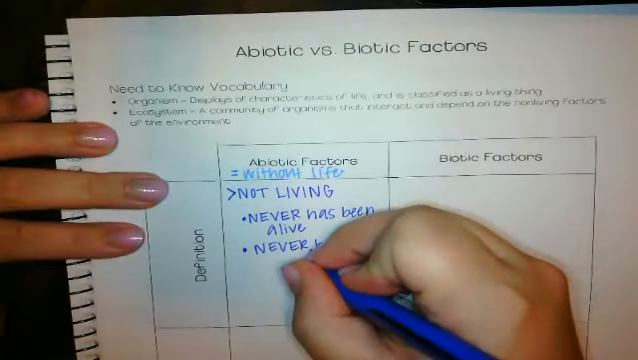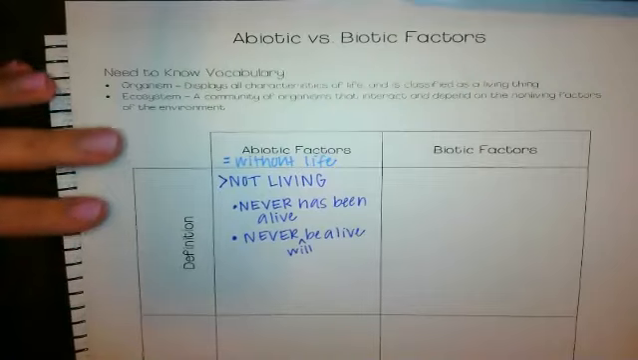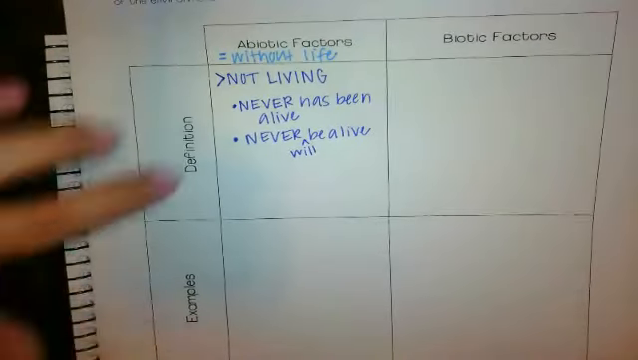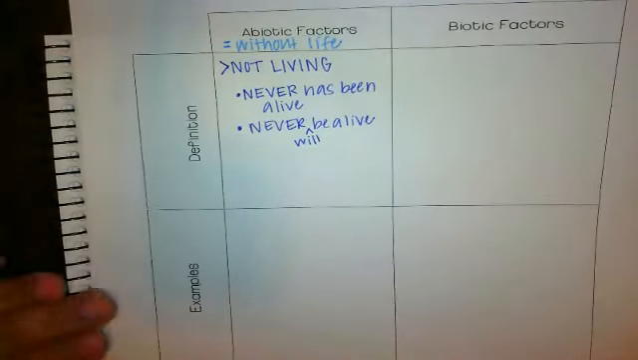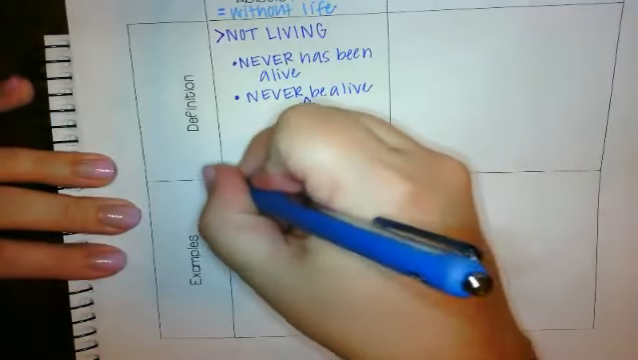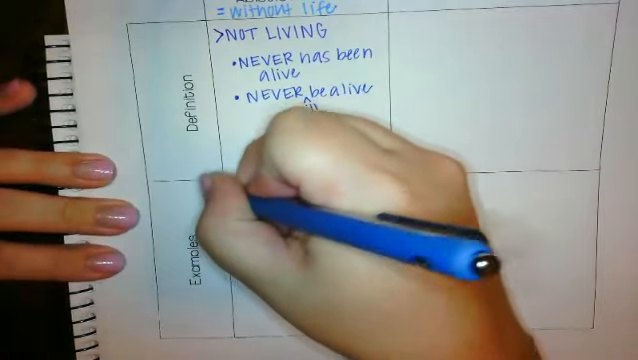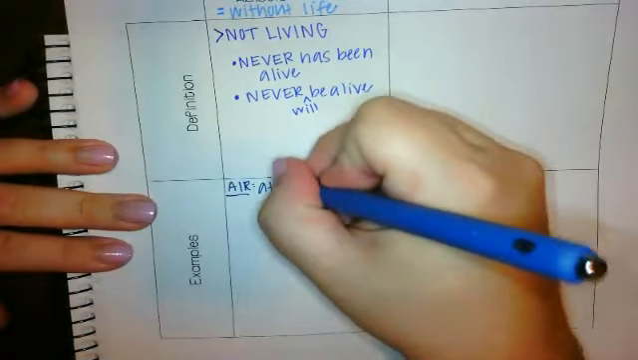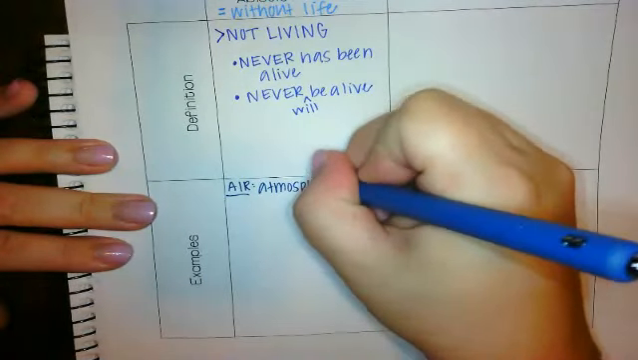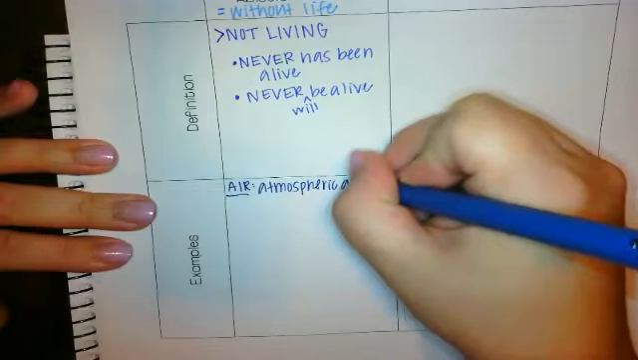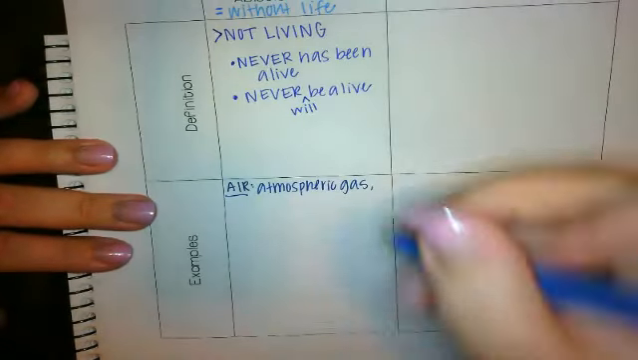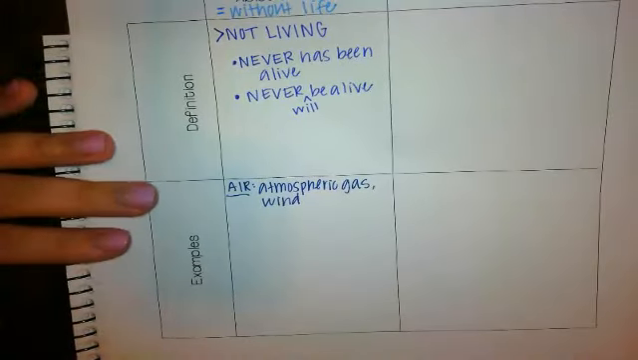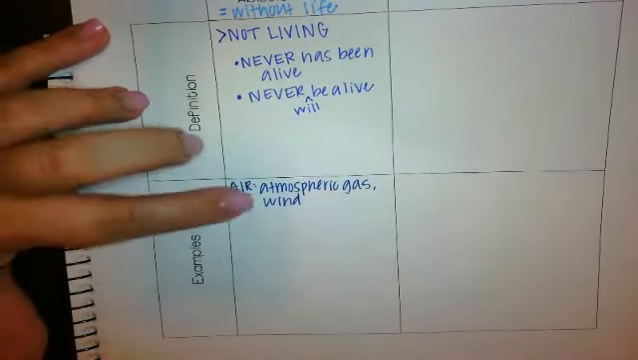Oops, I left a word out, guys. It never will be alive. Let's do some examples down at the bottom in our notes box. We're going to do this in a couple different categories. The first one I want you to write is air. What is included in the category air? First up, atmospheric gas and also wind. Atmospheric gas and wind. Those are the things we're going to include here.